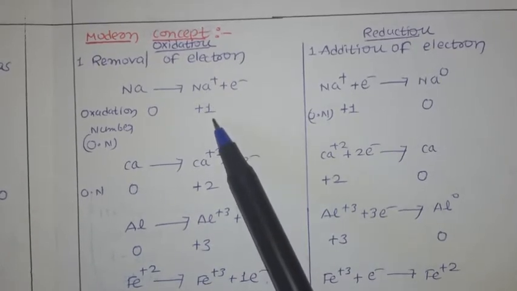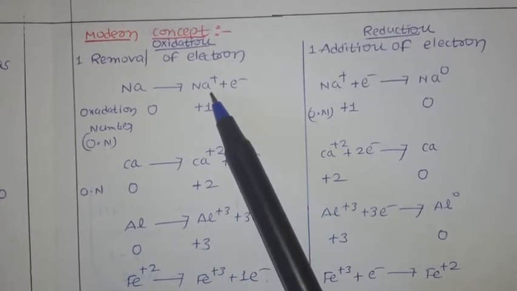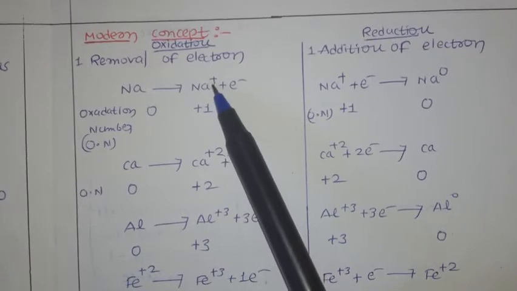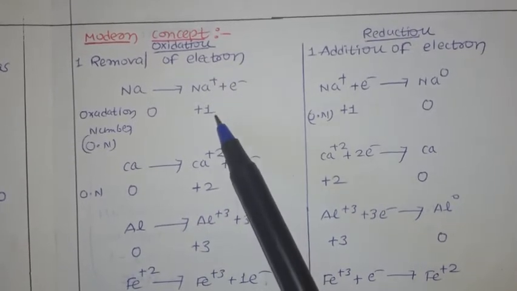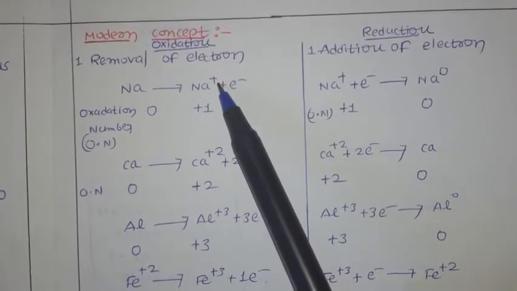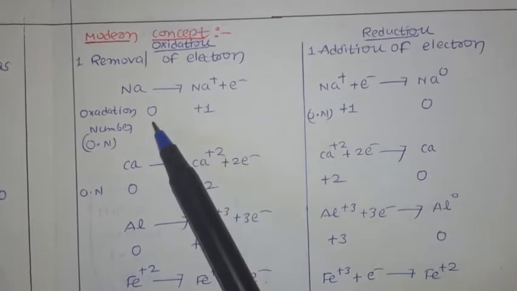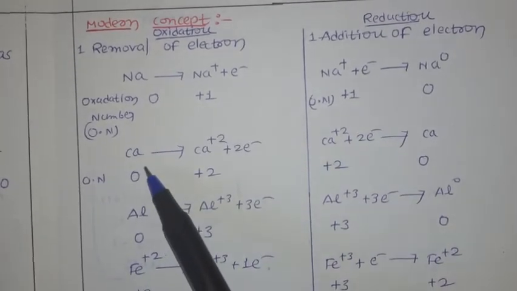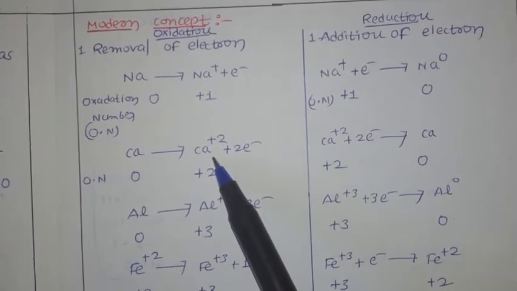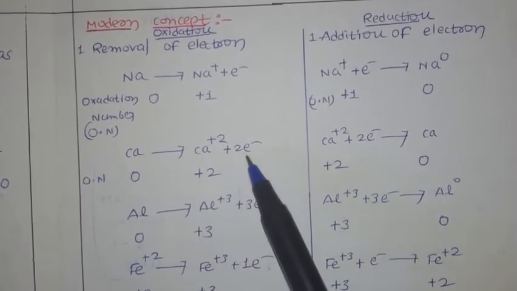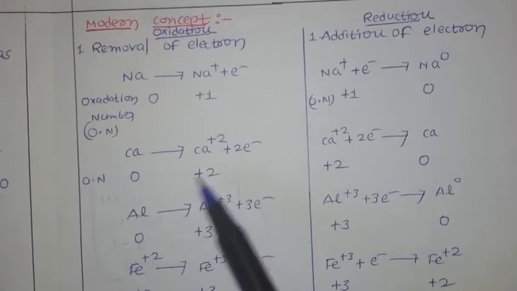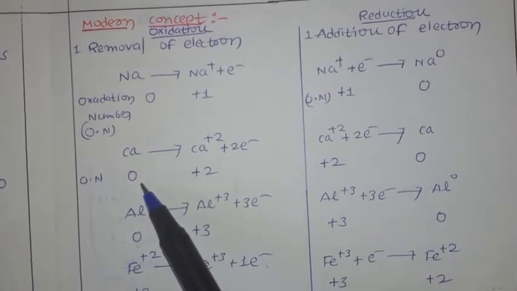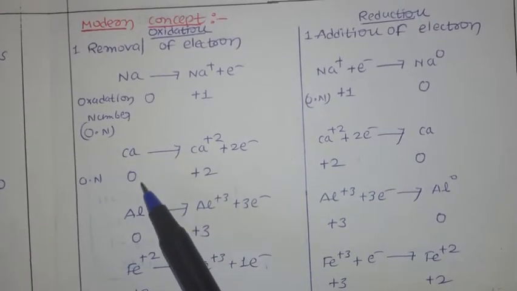How is it so? For a monoatomic atom or ion, whatever the charge is there, that charge is equal to what? The oxidation number. So here the oxidation number is what? Plus 1. So 0 to plus 1 is an increase in oxidation number. Next, if you see the calcium, calcium is converted into calcium plus 2. So removal of electron, we remove the 2 electrons. Now see the oxidation number here: calcium is 0. Why? Because in the elemental state the oxidation number is 0.